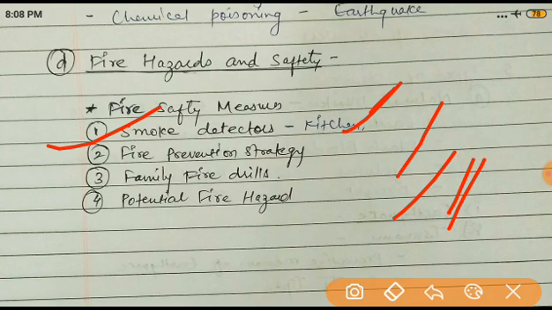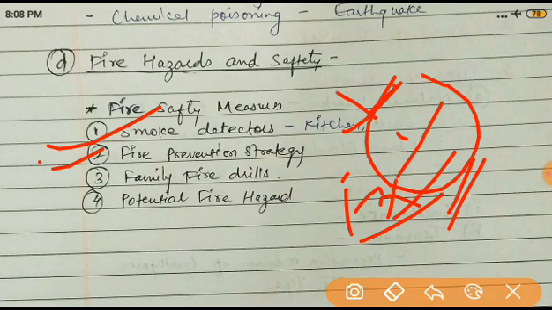So these are the places where you have to fit the smoke alarm or detector. Okay, the second one is fire prevention strategies. Fire prevention strategy means you have to keep a fire extinguisher in your kitchen. You also have to check it, because sometimes it has a 1 year or 2 year expiry date. So you have to keep checking whether it is working or not working.